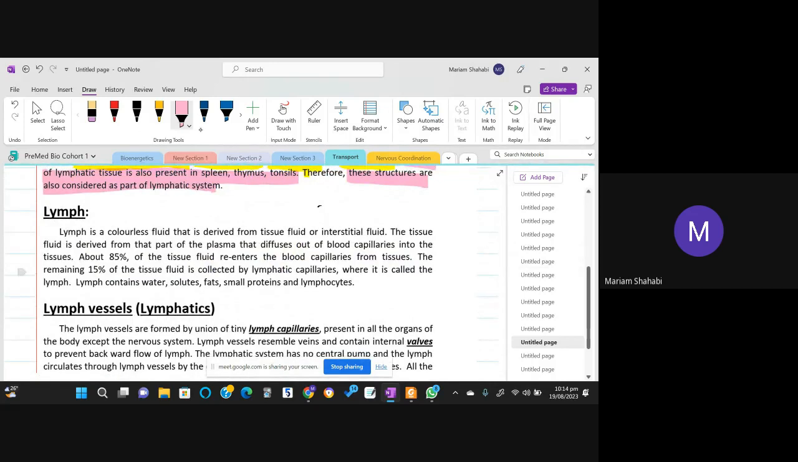So you have lymph, and lymph is colorless. Why is it colorless? Again, no pigments, no hemoglobin. It is derived from tissue fluid and interstitial fluid, which I have explained. About 85% of the tissue fluid re-enters the blood capillaries from tissues. The remaining 15% is what lymph picks up, not all of the tissue fluid. The 85% returns by diffusion.